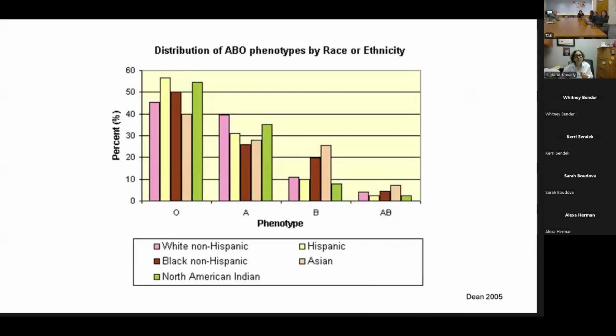We know that ABO blood groups vary between populations. This graph just represents the distribution of ABO phenotypes by race or ethnicity. So for example, the highest percentage of type O, 57%, was found in Hispanic donors. The next highest percentage of O was found in North American Indians, 55%, and then Black at 50%. And so we do see a difference based on race and ethnicity.